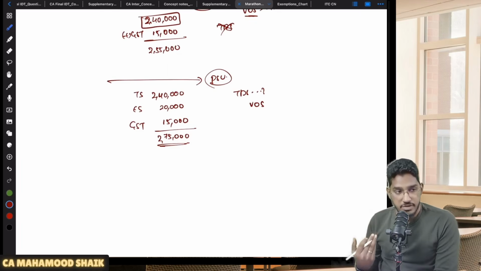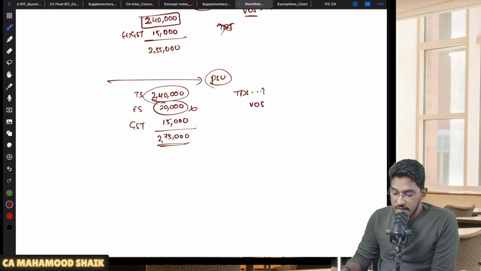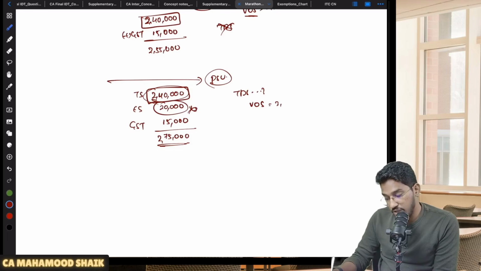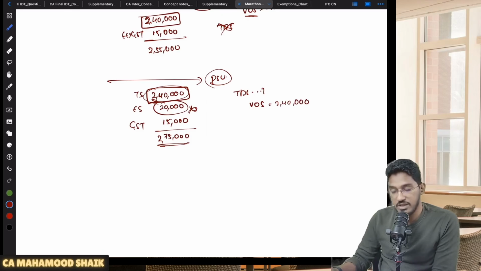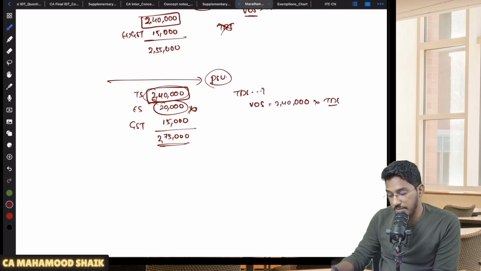Now the point in your mind is, while calculating the limit of that value of supply, should I consider only taxable supply or should I also consider exempt supply? They are asking you to consider only the value of the taxable supply. Exempt supply you should not consider. So value of supply here is only 2,40,000 rupees, which since the contract value did not exceed 2,50,000 rupees, here also TDS will not become applicable.